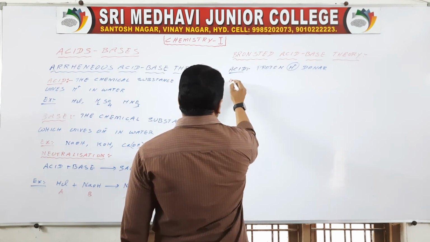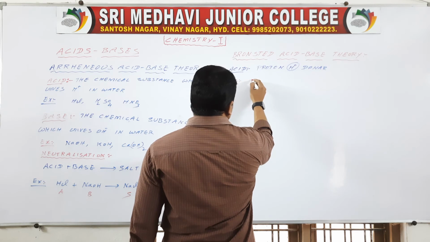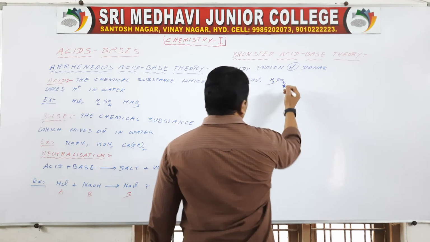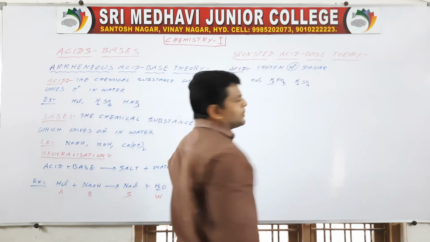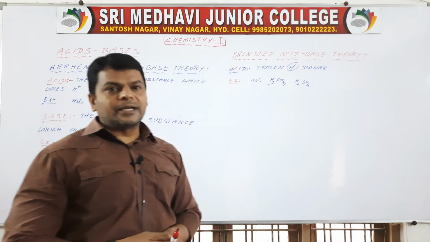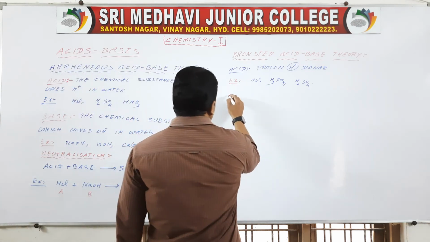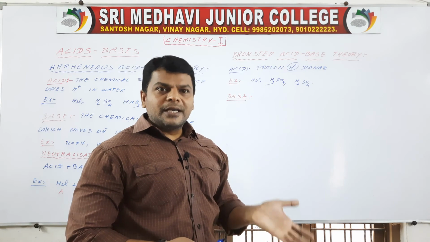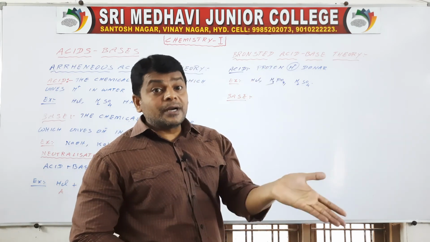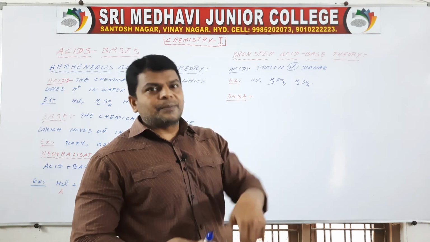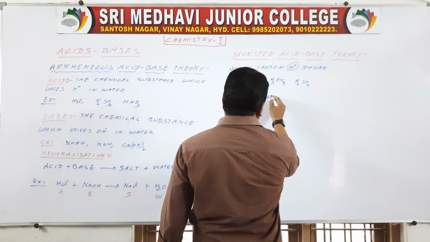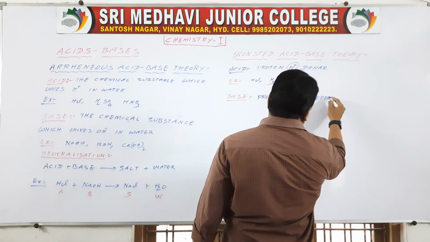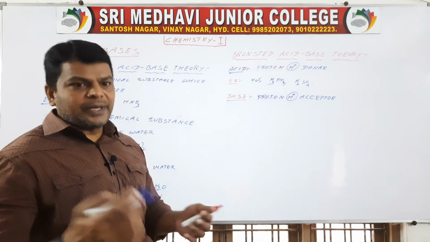For example, HCl, it is a proton donor. H3PO4, it is a proton donor. H2SO4, it is a proton donor. All these are acids according to Bronsted acid base theory. Next you have to know base. Proton donor is called acid, so opposite to that, base means proton acceptor. Proton, H plus acceptor, is called base.